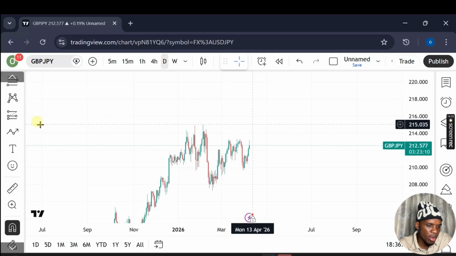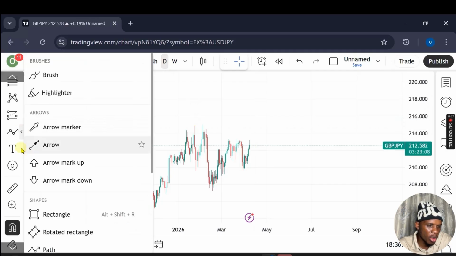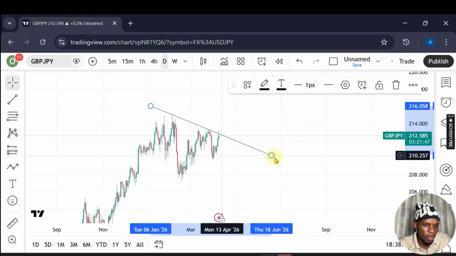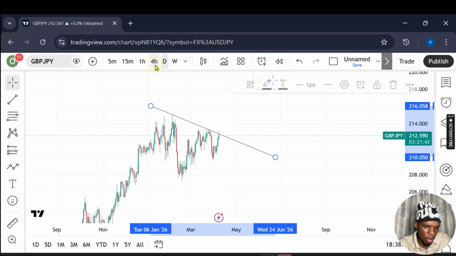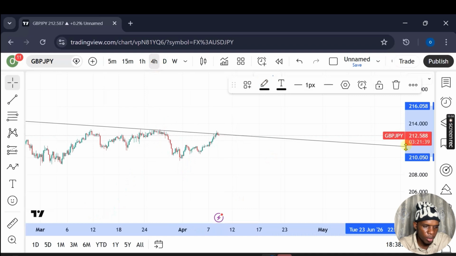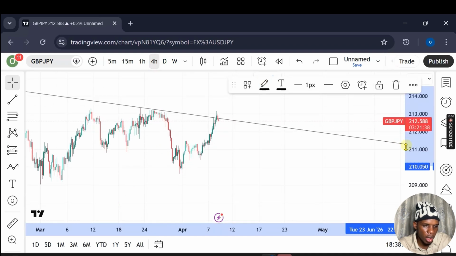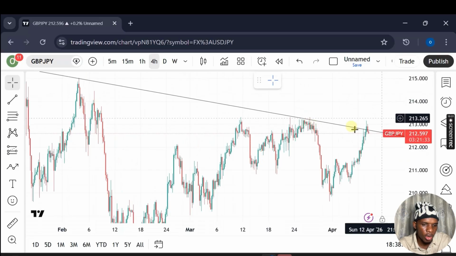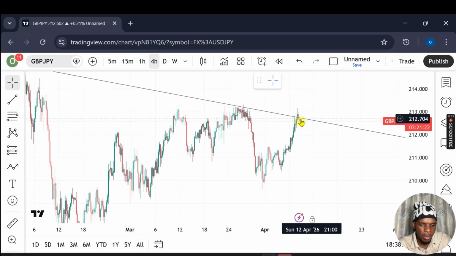I'll pull up my trend line and put it here. So this is the first touch, second touch, third touch, right? Now I'm going to head over to the 4 hour time frame to see it clearly. As you can see, first touch, second touch, third touch. Now the market has already started selling from here, and this is the 4-hour time frame.